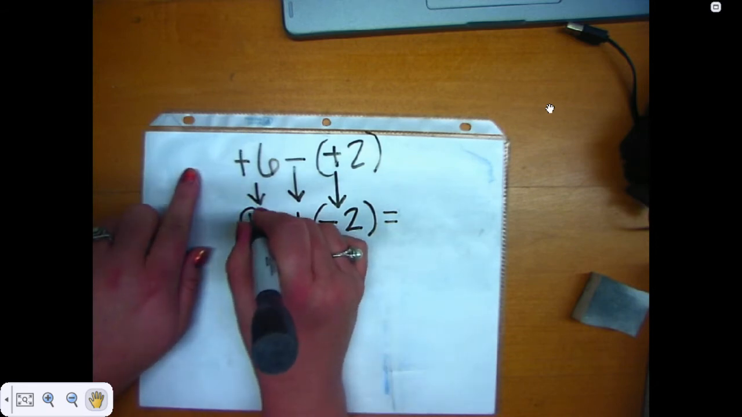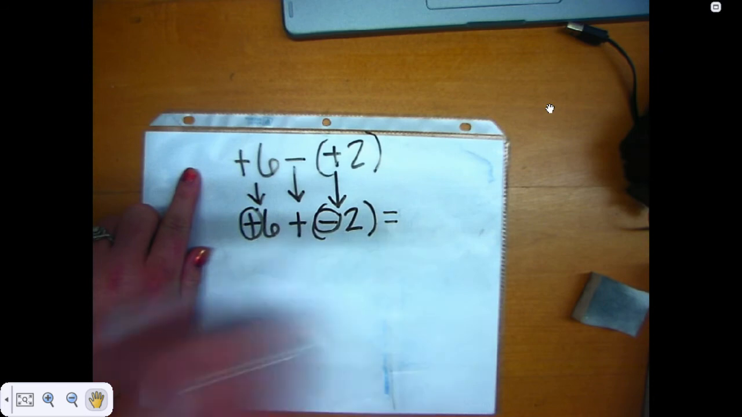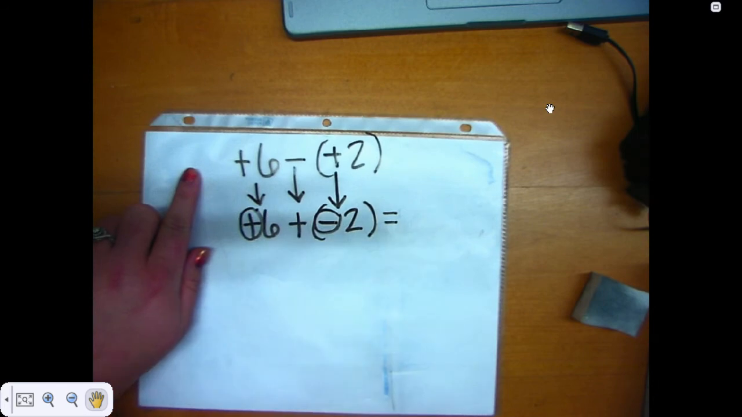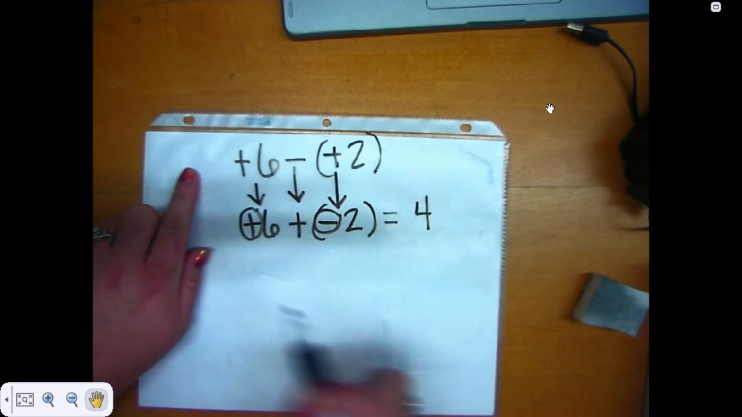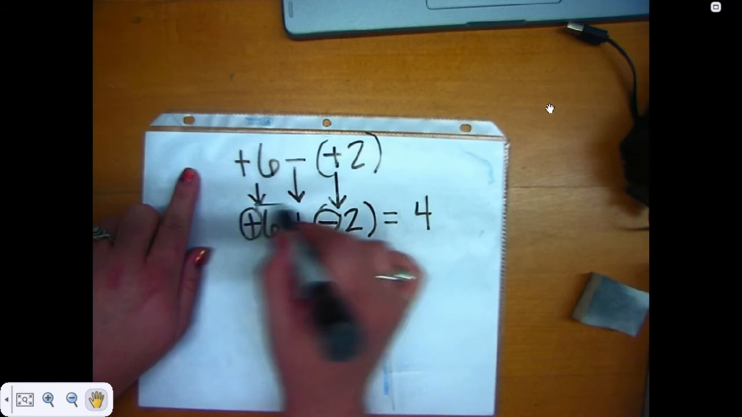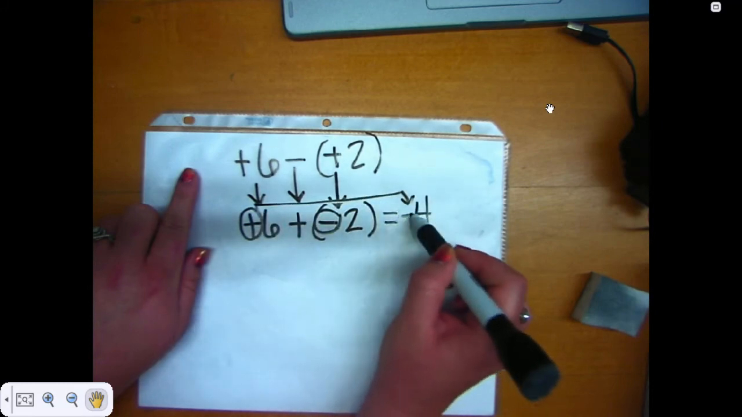So I'm going to notice that this is positive and this is negative, and that is different signs. Different signs means difference, which means I'm going to subtract. So 6 minus 2 is 4. And I'm going to keep the sign of the largest absolute value, which is positive.